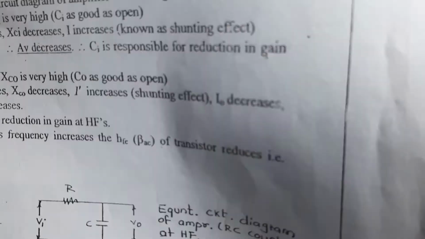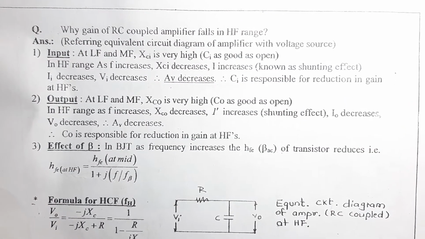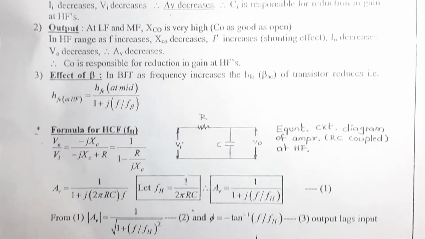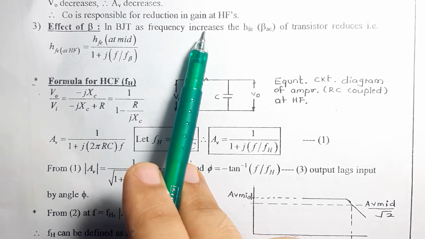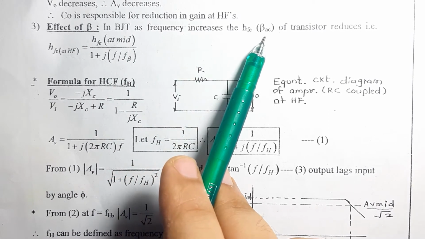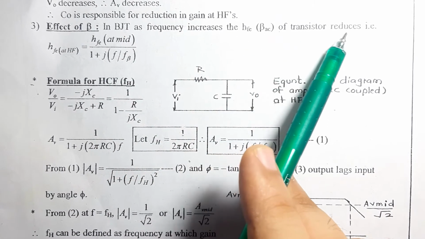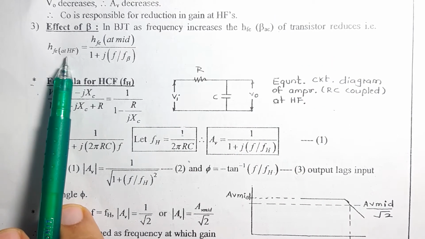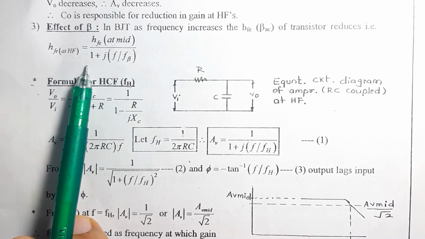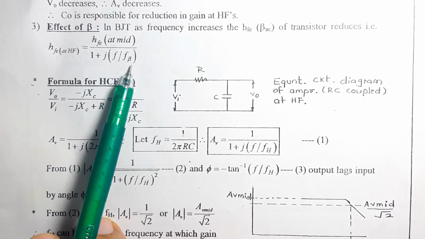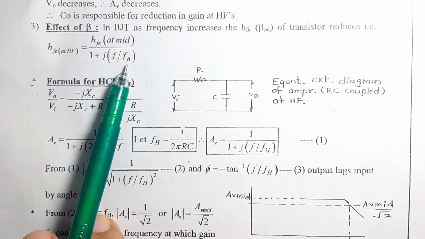Now effect of beta. Now what do we mean by effect of beta? Beta is nothing but the current gain that we are going to discuss. Now in your BJT, as the frequency increases, the HFE or the beta AC of the transistor reduces. That is, HFE at your high frequency is given as HFE at mid upon 1 plus J into F by F beta over here. Don't worry, we'll cover this F beta very soon.